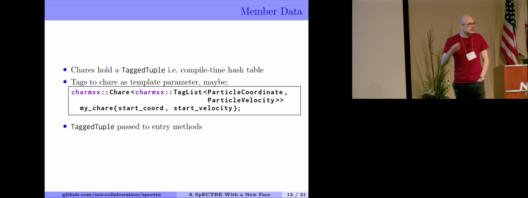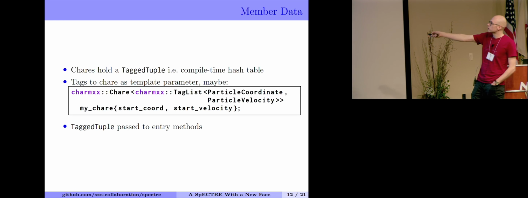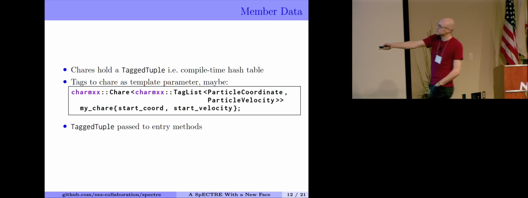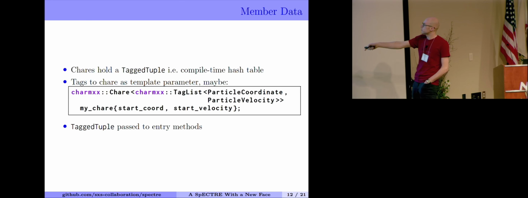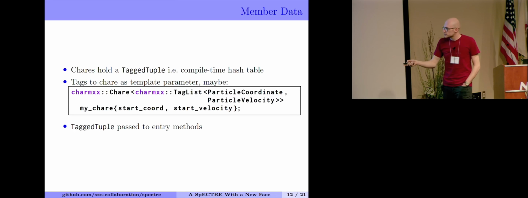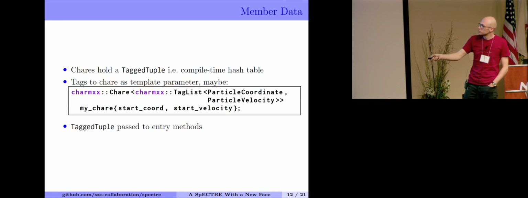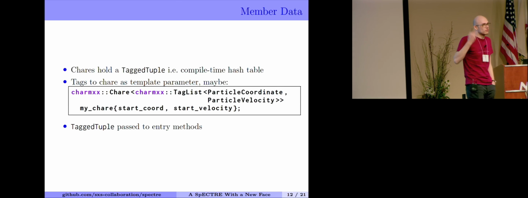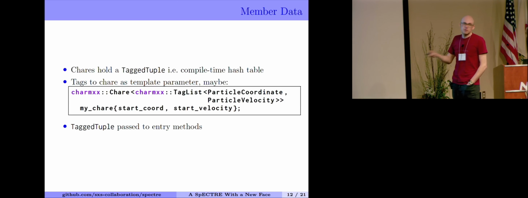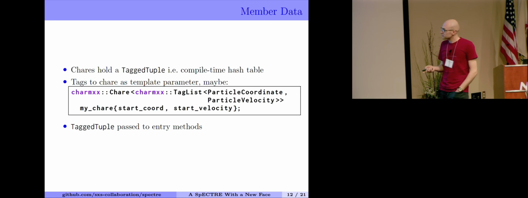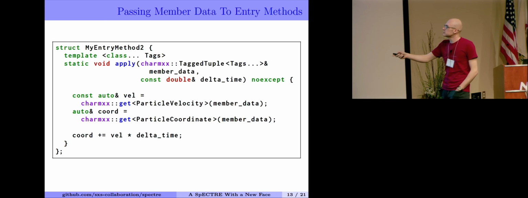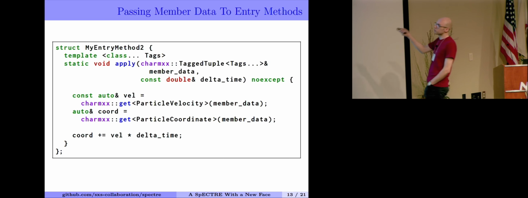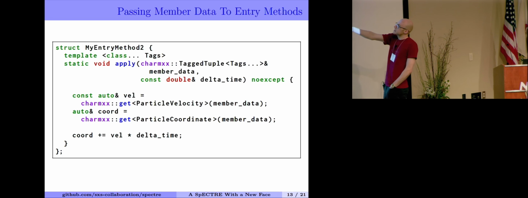So basically, ck_new would create the chare using something like this. It would pass in my starting coordinate and my starting velocity for my particle coordinate and my particle velocity. And so basically then what you can say is, OK, this member data, this std::tuple, or this tag tuple, depending on whichever one you're more familiar with, will just get passed to the entry method. So what that means is, as I promised, there'd be one parameter pack, and here it is.